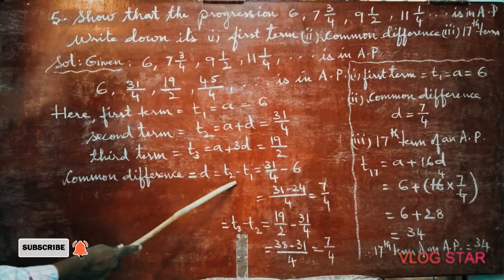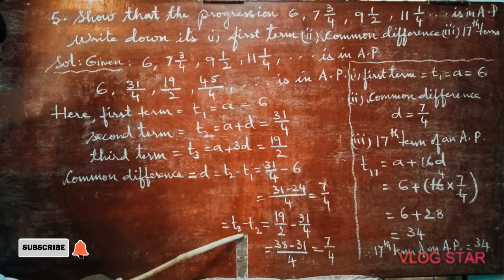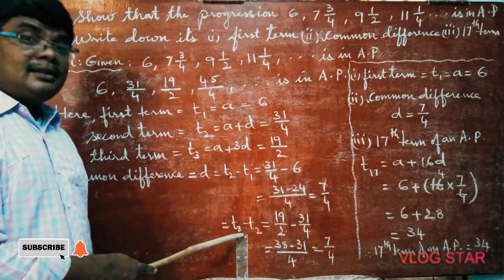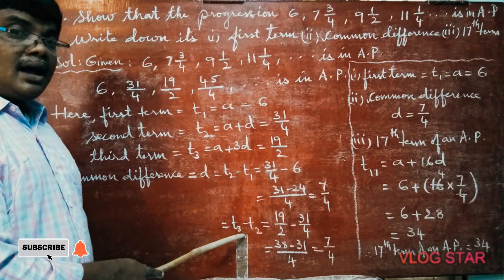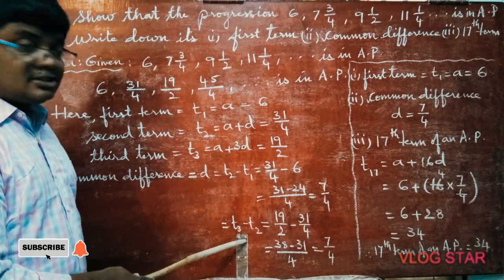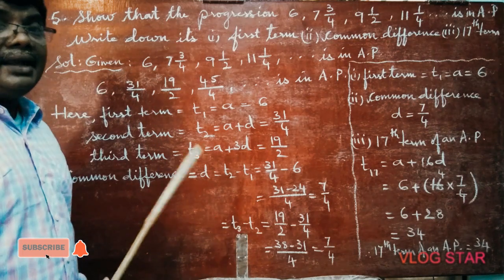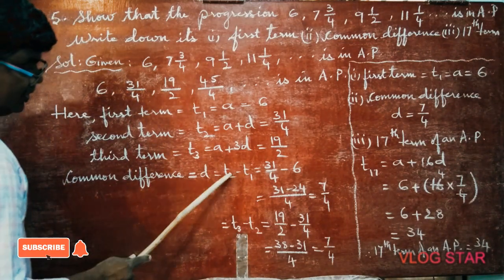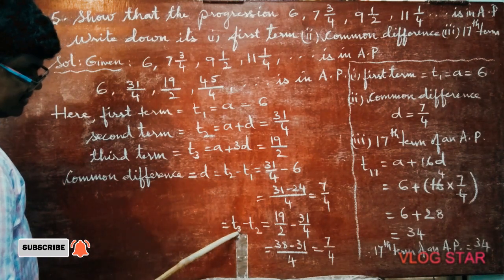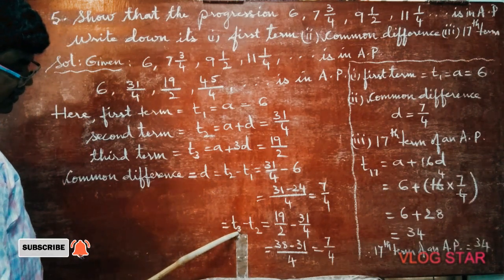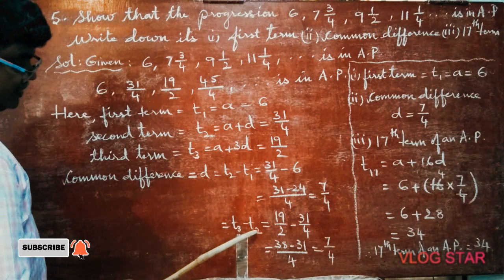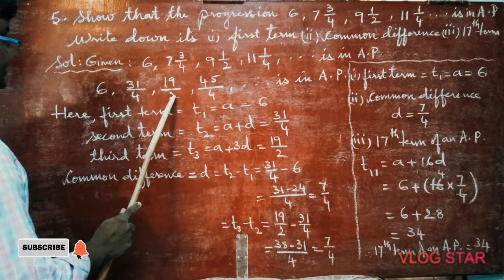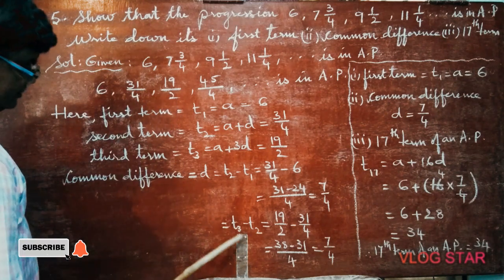Compulsorily, we have to go for the second option also. Whether here also the same comes, then it is in AP. Otherwise, if the difference is not coming the same, it is not in AP. Now, T2 minus T1 we did. We are going for the second option, T3 minus T2. From first, second, third: third term minus second term.